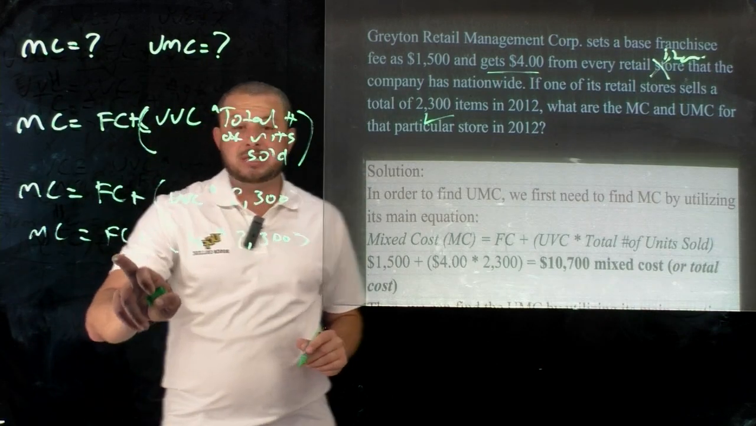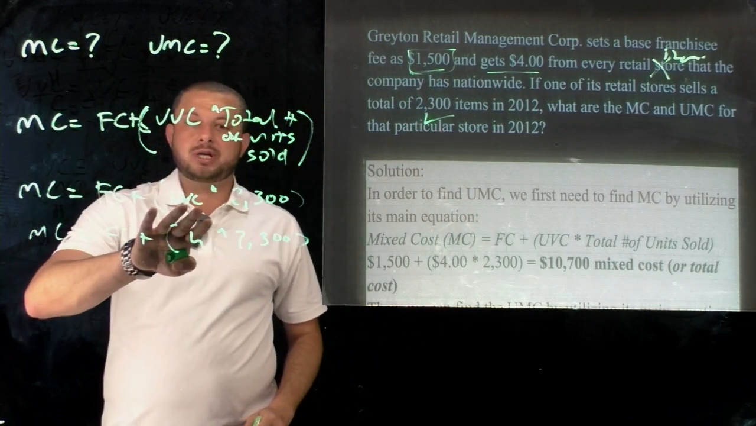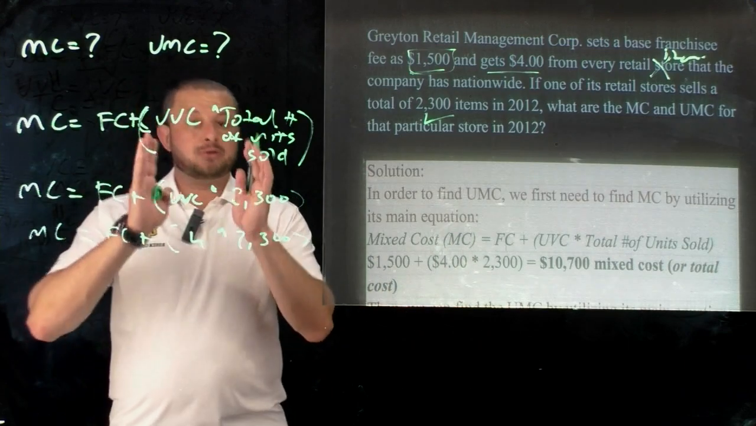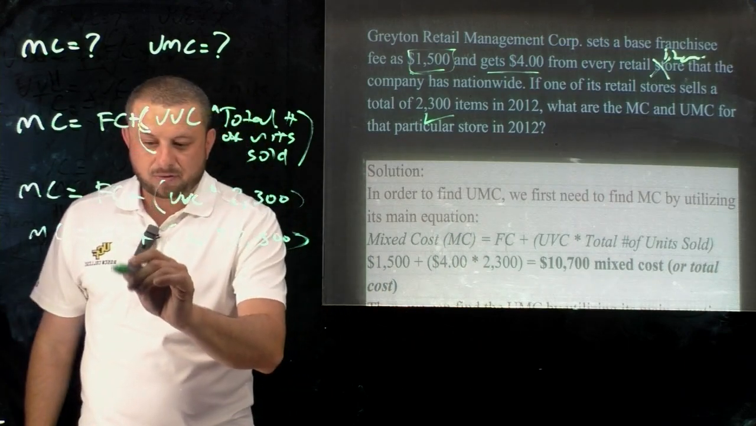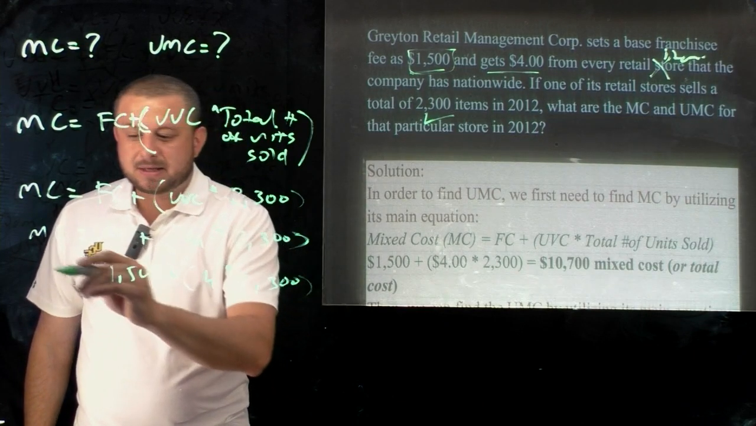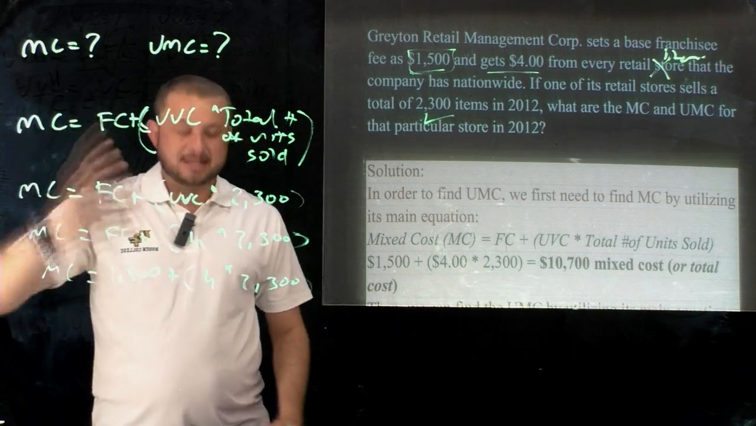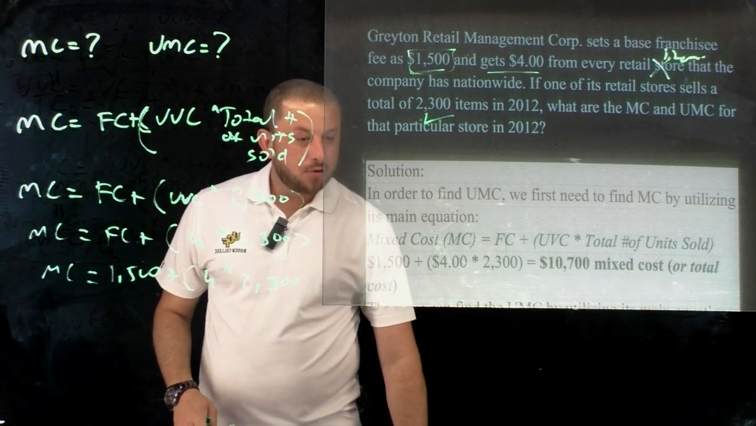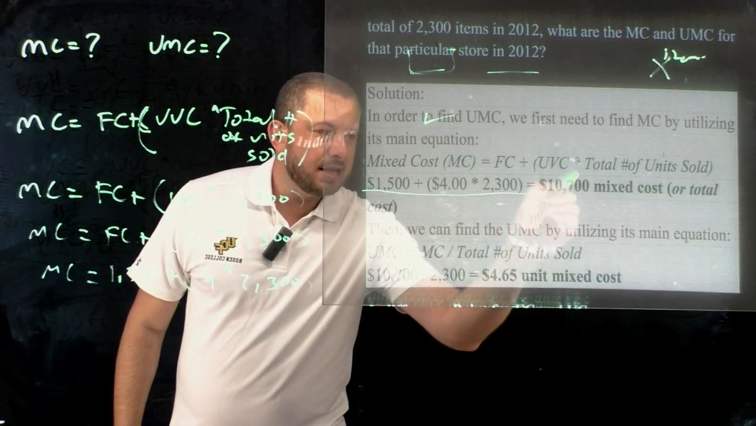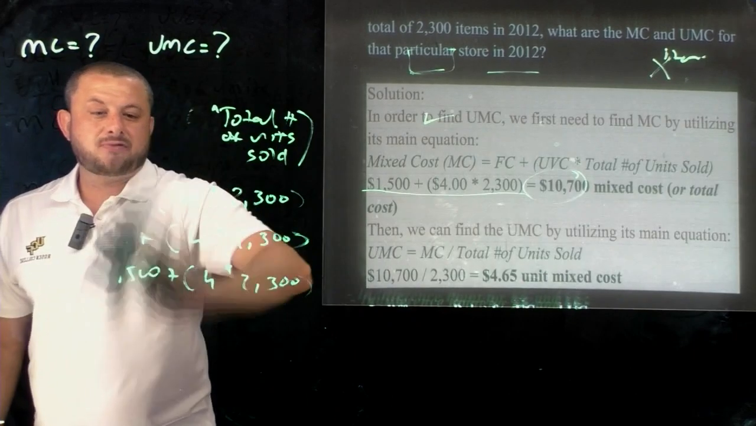Do I have the fixed cost given in the question? Yes. The set franchisee fee doesn't change. It's always 1,500. Even though you sell one item or 1 million items, it is always 1,500. Therefore, 1,500 plus, in parentheses, 4 multiplied by 2,300. This is my MC equation. Boom. Step number three, when I'm done right now, tells me that I have all the components of the equation I'm using. All I have to do is the math right here, okay guys? And 10,700 will be the mixed cost that I just found.